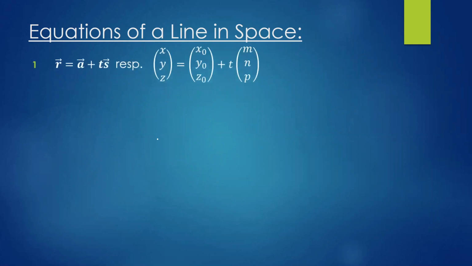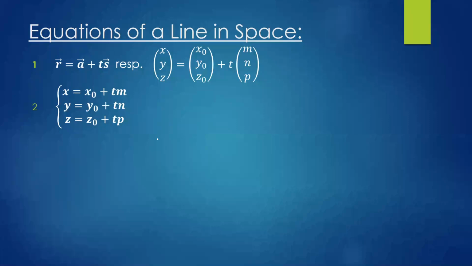So we had the vector equation: if the coordinates of a point and the direction vector are given, then we have this kind of equation. Second was the parametric equations, using exactly the same values, the same x0, y0, z0, m and p. T is a parameter, meaning it's an independent variable, depending on which we can find a point x, y, z on the line.